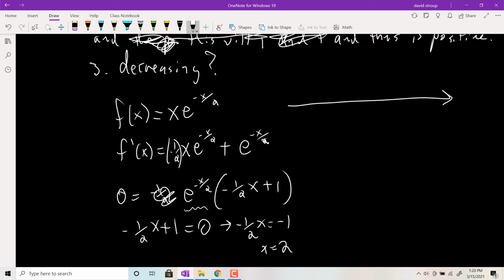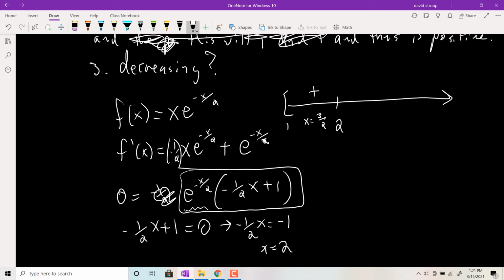So on our interval from 1 to infinity, there's an issue because it's not necessarily always increasing or decreasing. So we could do some test values, try x equals 3/2 here. If you plug 3/2 into the derivative, the e to the negative x over 2 part is always positive, but on the inside, 3/2 times negative 1/2 is negative 3/4 plus 1, that's positive. And then let's try x is 5. Negative 1/2 times 5 is negative 5/2 plus 1 is negative. So it really doesn't begin decreasing until after 2.